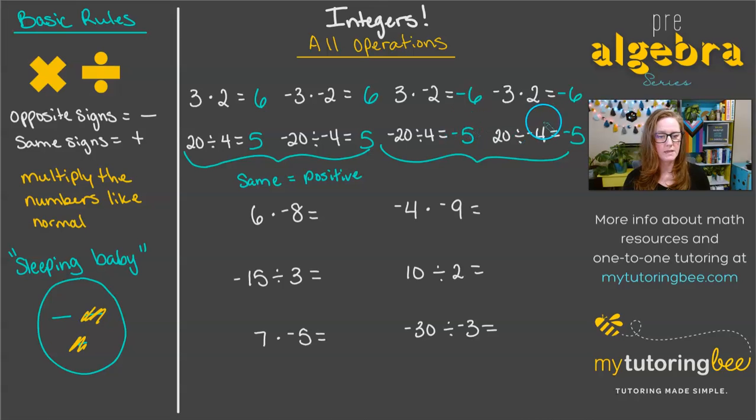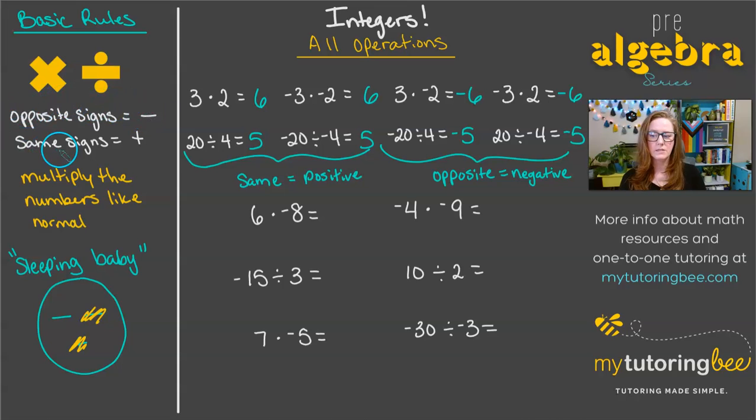Let's see what happens in these 4 problems. In each of these, our signs are opposite. We have a positive and a negative, negative and a positive, negative and a positive, positive and a negative, right? So when we have opposite signs, then our answer is going to result in a negative. All right, so you can see that all of these wound up with a negative answer.